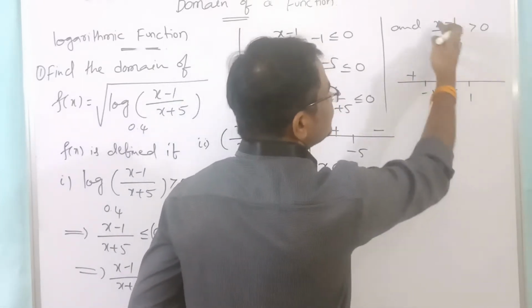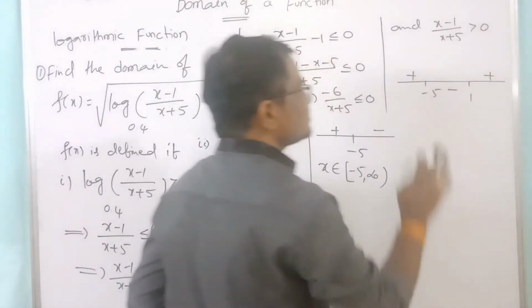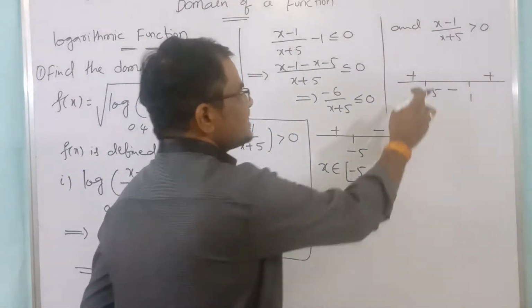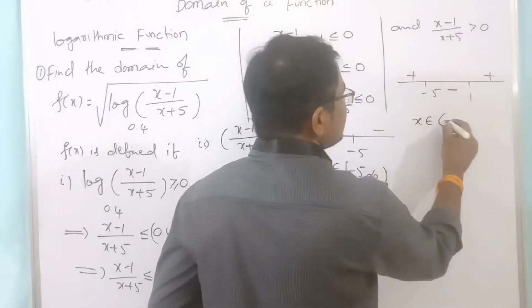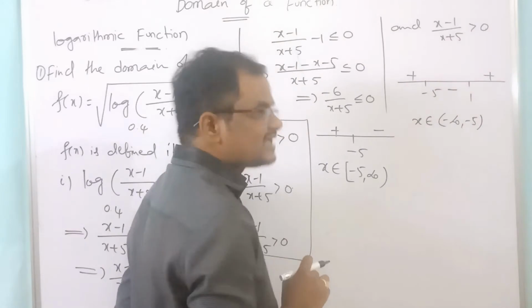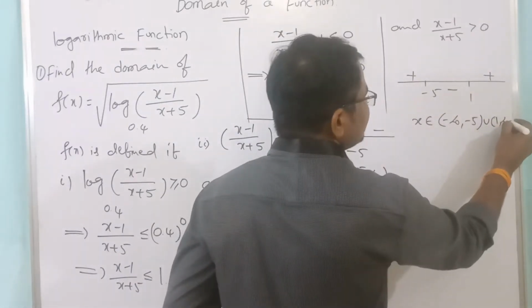Greater than 1, 2, you substitute, it is positive. But this condition, when the function is greater than 0, that condition we have to take. Now greater than 0 means this one and this one. Means here x belongs to minus infinity to open interval minus 5, because here strictly greater than 0 is there, union here 1 to infinity.